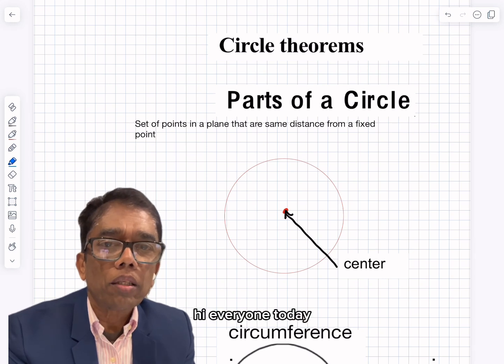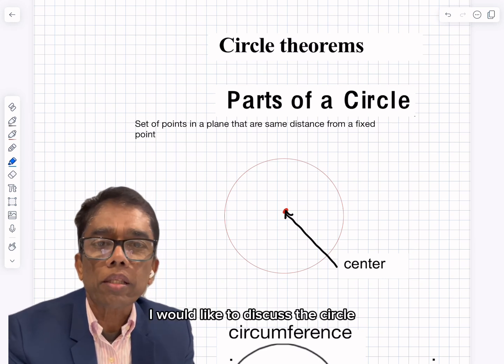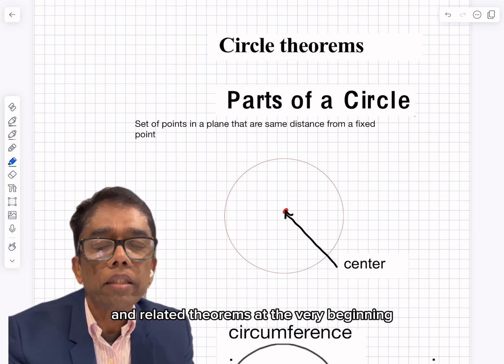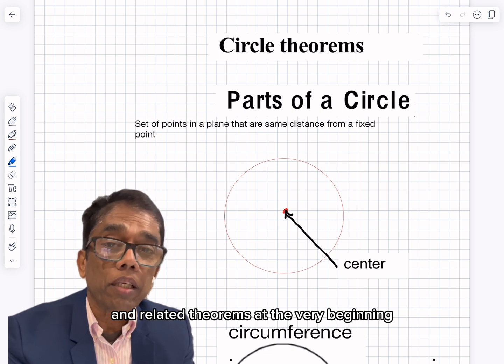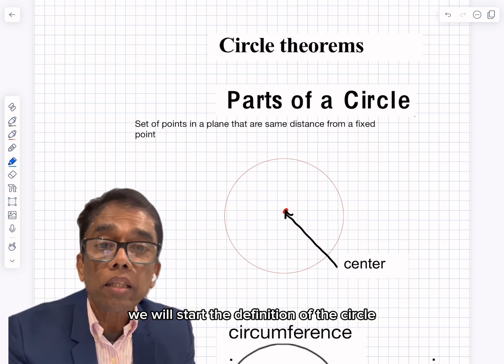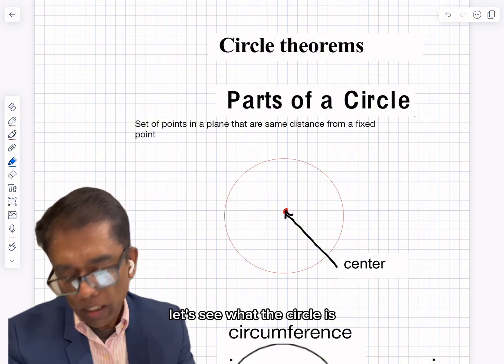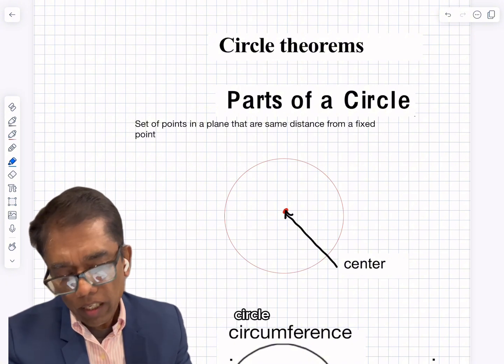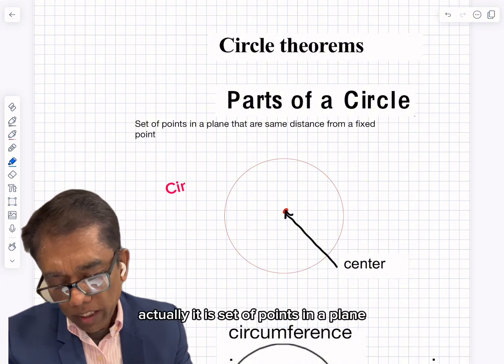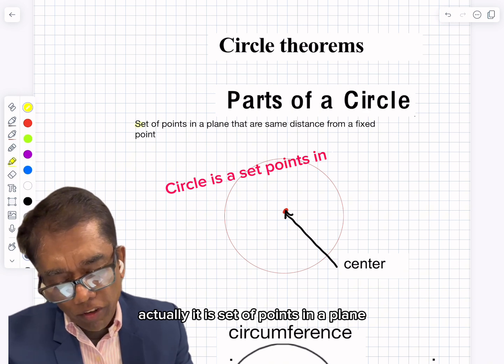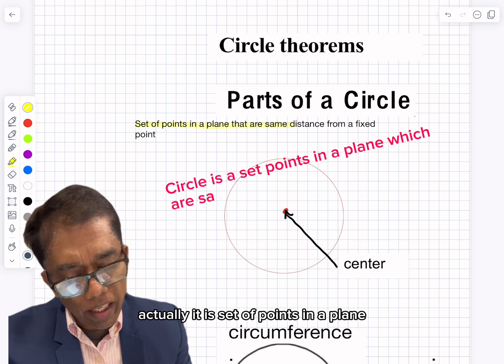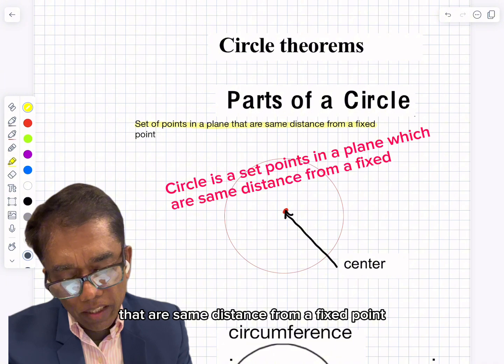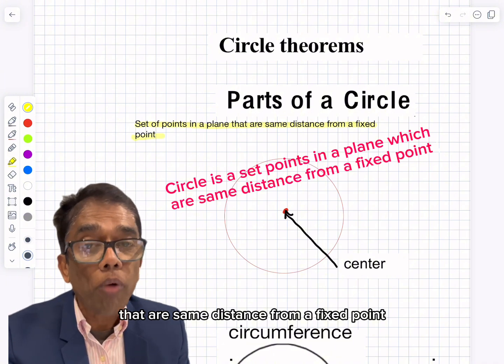Hi everyone. Today I would like to discuss the circle and related theorems. At the very beginning, we will start with the definition of the circle. Let's see what the circle is. Circle. Actually, it is a set of points in a plane that are the same distance from a fixed point.